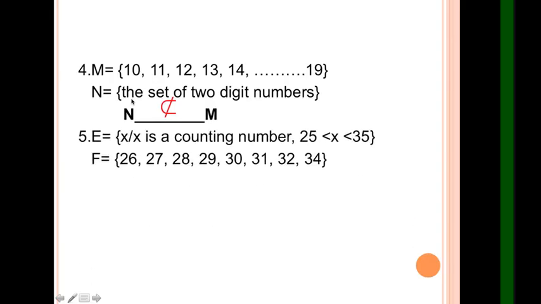Okay? And then, for letter E, counting numbers greater than 25 but less than 35. And we have here F, 26 to 34. So, can we consider that F is a subset of E? Yes. Kasi greater than 25, so start with 26. And less than 35, so we have 34. And these are all counting numbers.